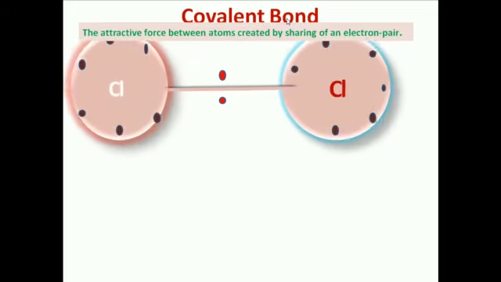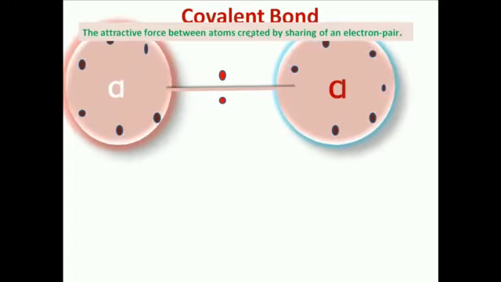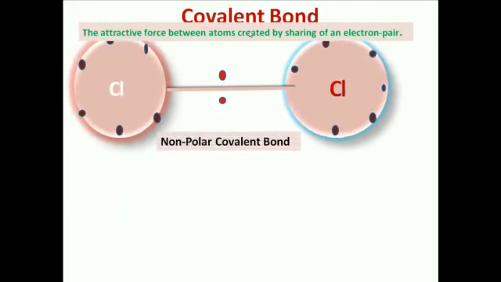Here, both are chlorine atoms and both are equally electronegative. The strength of both atoms is equal. So the shared electron pair between the atoms is present at the center of the 2 atoms. This type of covalent bond is known as a non-polar covalent bond.